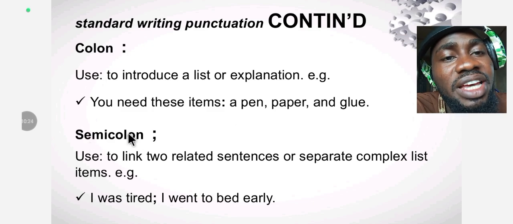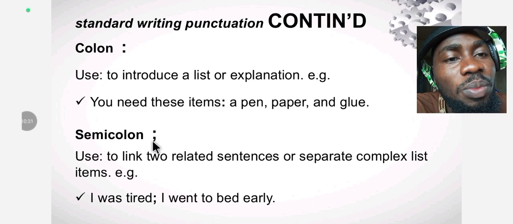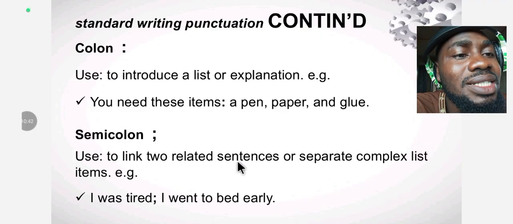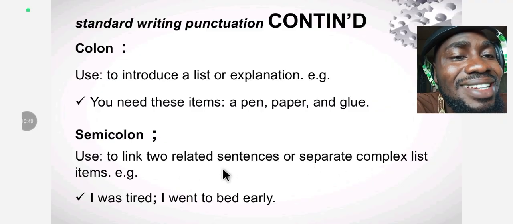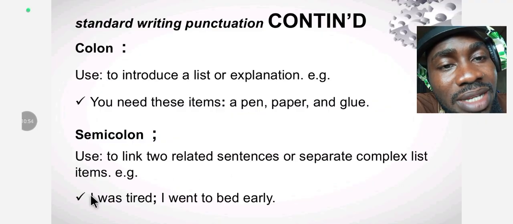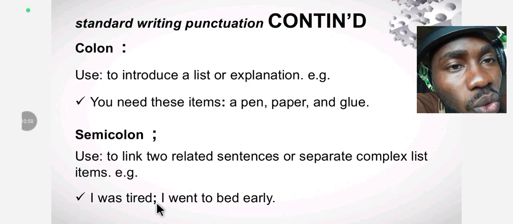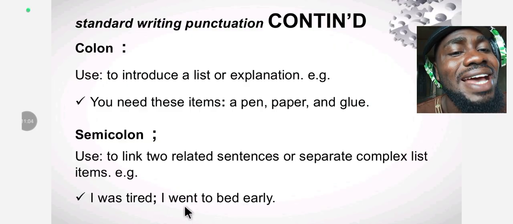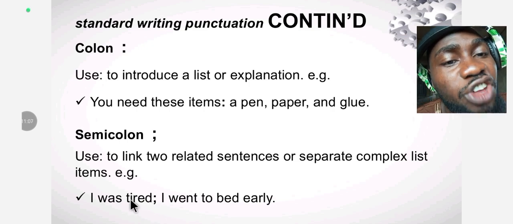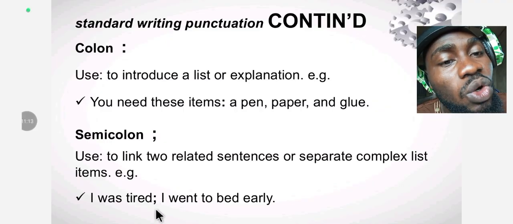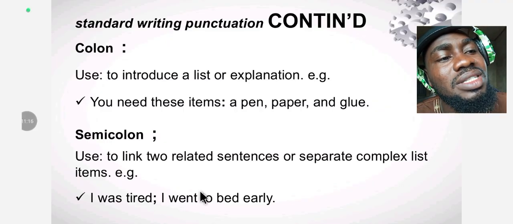The next we have here is the semicolon. This is like one dot up and a comma under, vertically inclined. Use it to link two related sentences or separate complex list items. When things are related, you can use it to link them together. Let's look at the example. I was tired; I went to bed early. They are related. It was because this fellow was tired that he went to bed early. That's why you use a semicolon here. Related sentences, you bring them together.